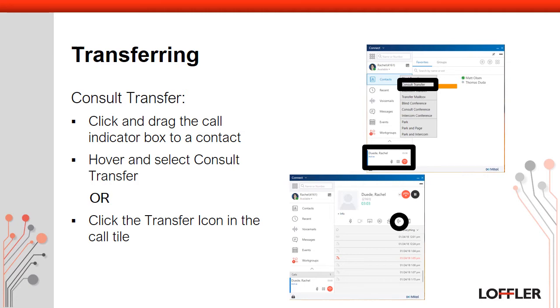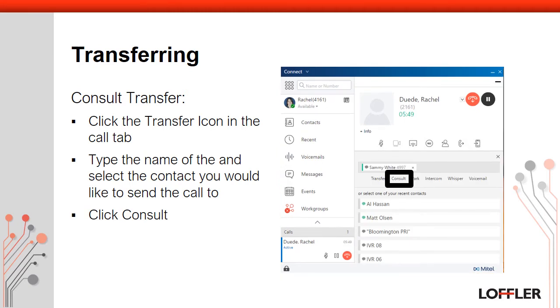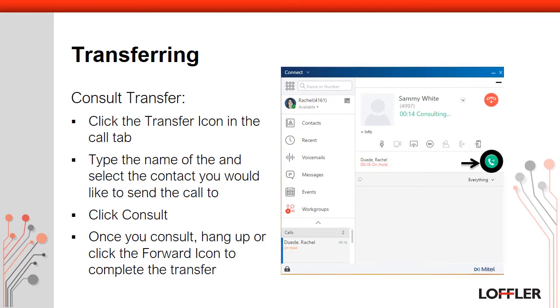Transfer. General users will have to click the transfer icon within the call tile. Type in a name and select the contact that you would like to send the call to. Click Consult. Once you choose Consult, the first call is automatically put on hold and the system reaches out to the third party. Once you have talked with that third party, you can finish the transfer by forwarding the call, or you can hang up on the third party and reconnect with the original caller.